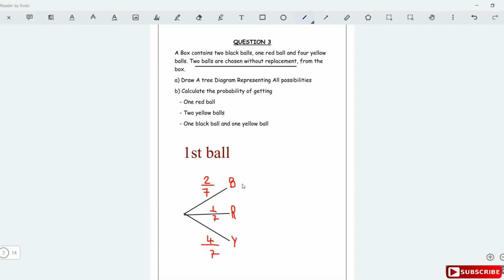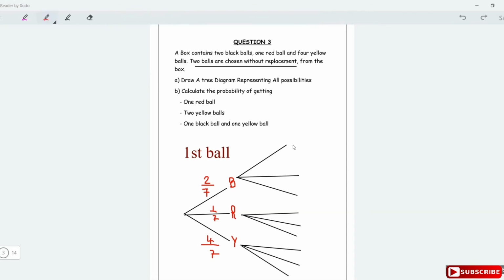After you get the first ball to be black, you could draw black then another black, or you could draw black then red, or you could draw black then yellow, or maybe you draw red then black, or maybe you draw red then red, which would be possible, and then maybe you draw red then yellow. Or maybe you draw yellow then black, or you draw yellow then red, or you draw yellow then yellow. This is our tree diagram. So let's put these in. So you can draw black then black, or black then red, or black then yellow.